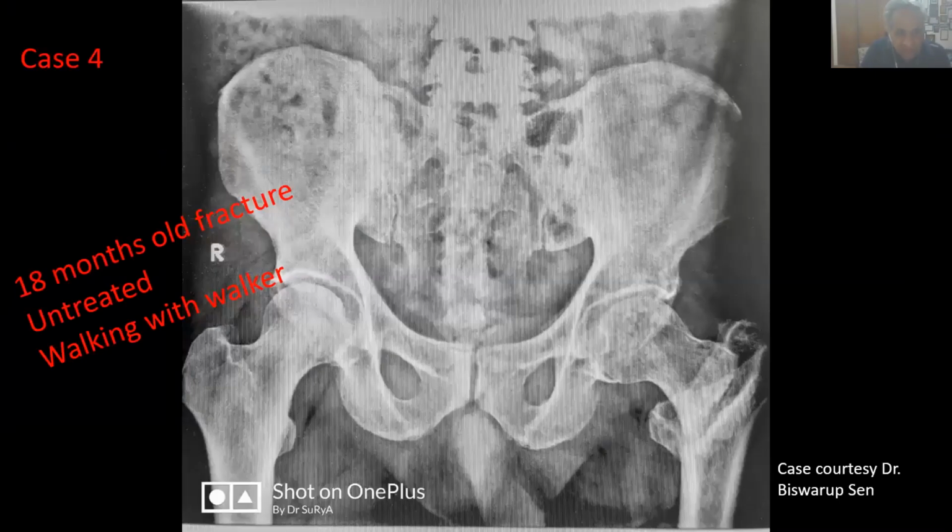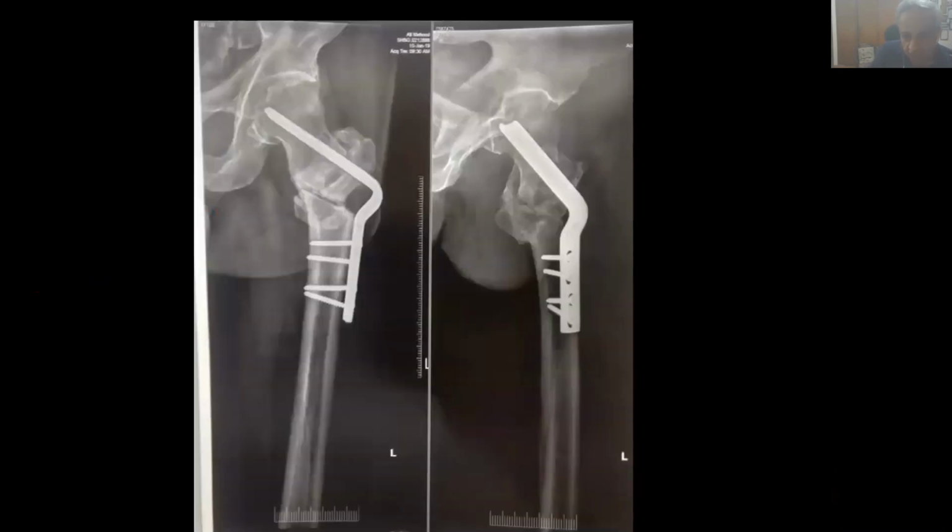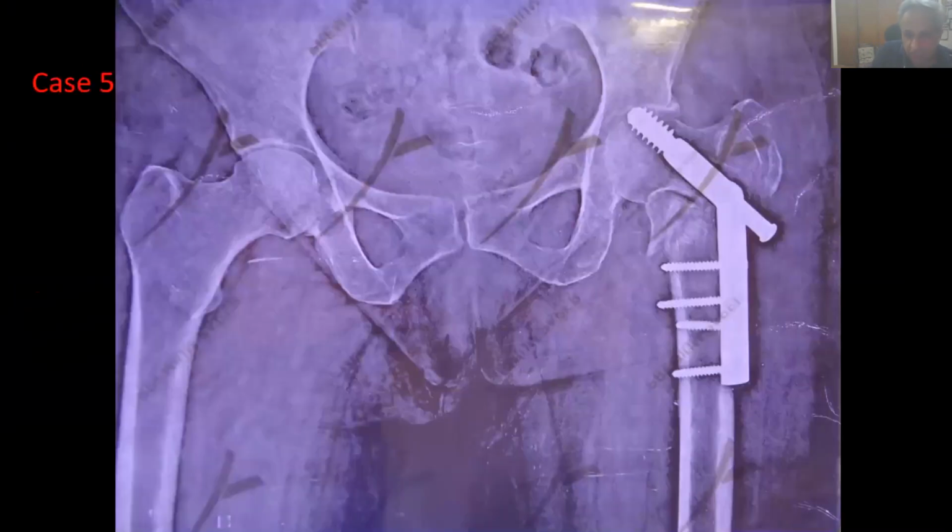So this is somebody who's about 72. He's been walking using a walker, and cannot get better than this. Now this guy needs a proper valgus osteotomy. That's what was done, and it seemed to heal up in no time and got him walking.